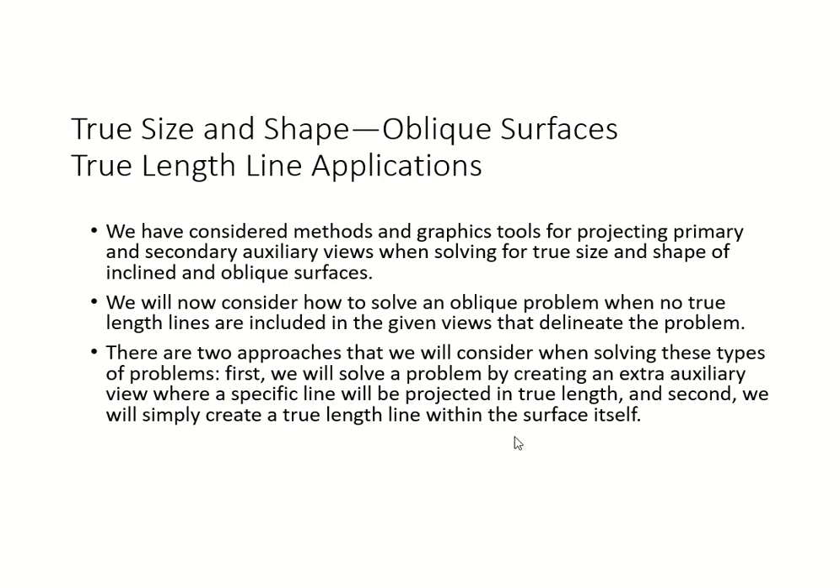So how are we going to approach it? We have two approaches. First, we do the same thing, solve the problem, create an extra auxiliary view, and a specific line will be projected in true length. The second one is we create a true length line within the surface itself. Again, you can't understand it by reading; it won't go into your head. You have to look at the diagram and a problem to see how the transfers and projections are drawn and produce the true size and shape. Okay, and that's it for this true length line application for all these surfaces here.